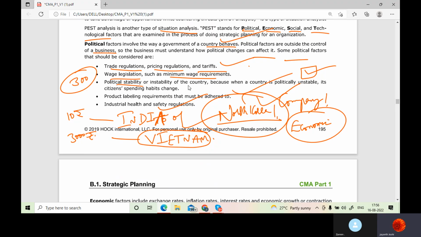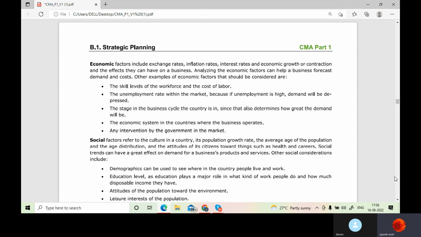So political stability should be there. Instability is not good for a country. And product labeling requirements must be adhered to, and industrial health and safety regulations are also a matter of concern. So you should see all these things, whether the companies operating in a country are safe. Economic factors include exchange rates, inflation rates.